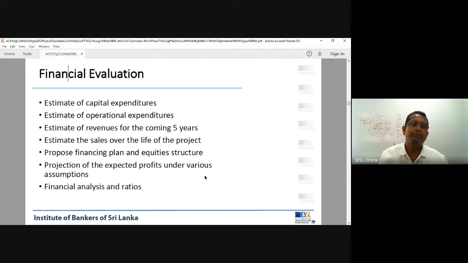Financial evaluation. Now we did the market, then we did the technical part. Financial evaluation, estimation of capital expenditure, that is the project cost. First of all, once we know the market and the technicalities, we need to find out how much we have to invest in this business, right? Without knowing what will be the total investment, we are playing in the dark.